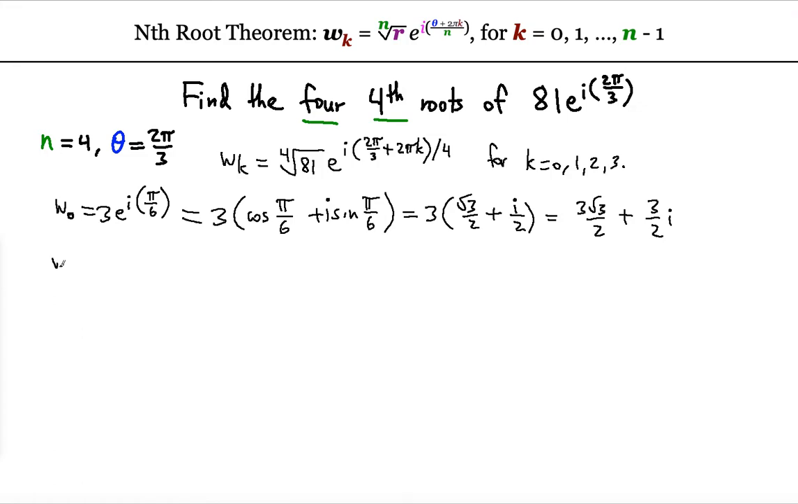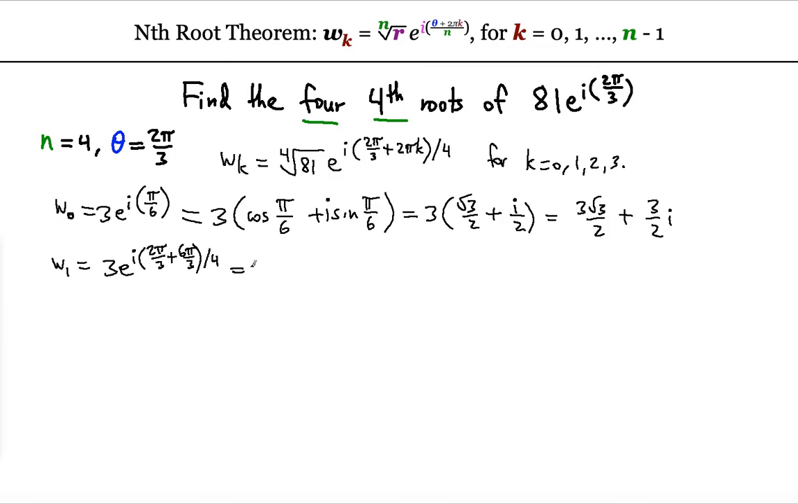Now the second one, we let k be equal to 1, so it's going to be 3e to the i. Now, what is the angle going to be? When k is equal to 1, we get 2 pi over 3 plus 2 pi. Let's see, I'm just going to write this down. 2 pi over 3 plus 2 pi, which with the LCD is going to be 6 pi over 3. And that will be divided by 4.